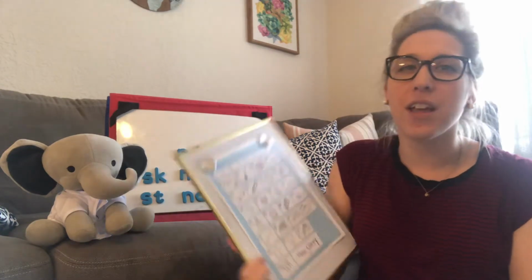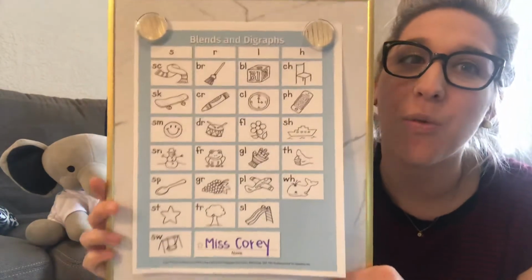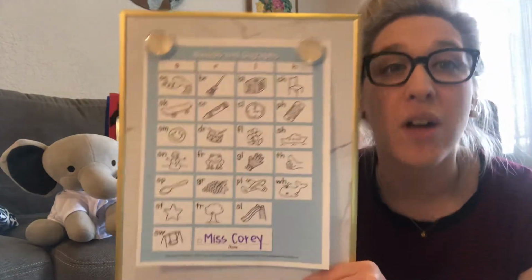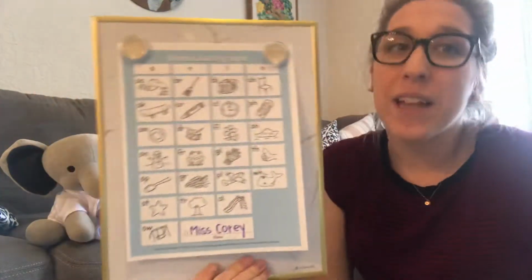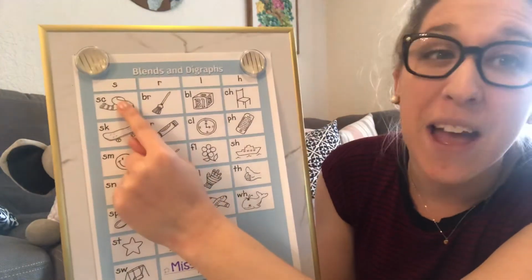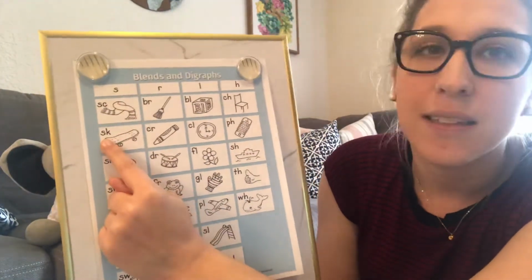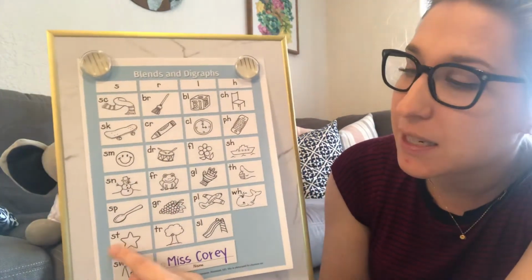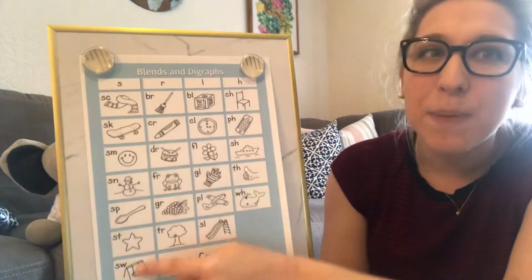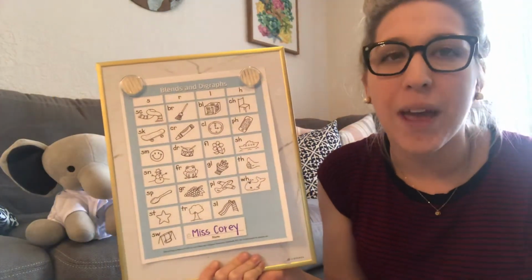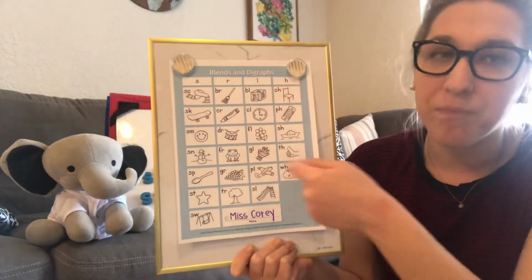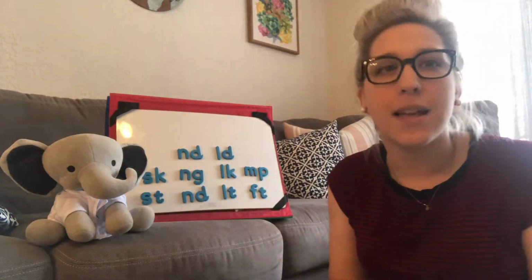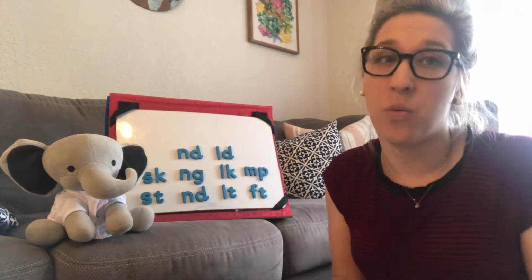So when we see our blends, we are really used to seeing them at the beginning of words. When we go through our blend chart, we are really practicing figuring out that beginning sound. Sk, sm, sn, sp, st, sw. In all these pictures, they were at the beginning, okay? Same with the rest of our chart. Today, we're going to look at when blends come at the end of our word, okay?